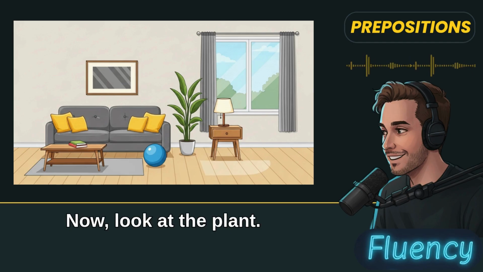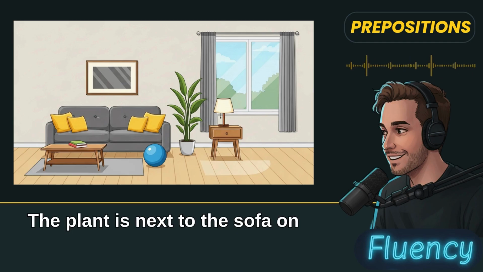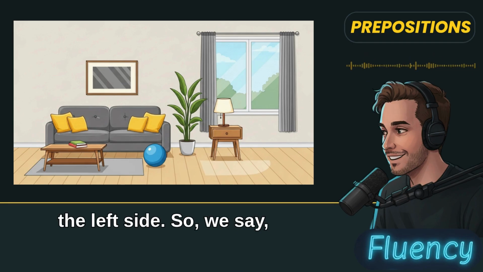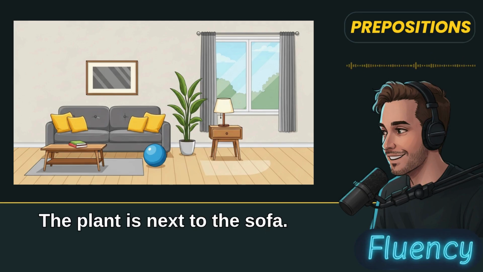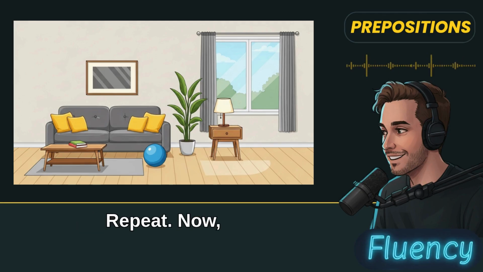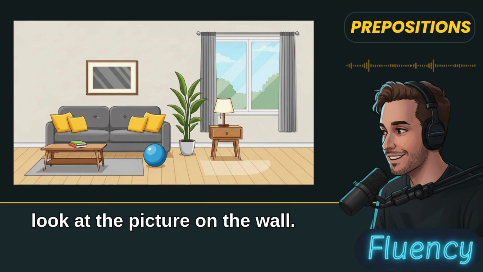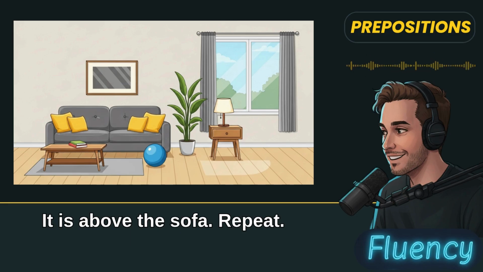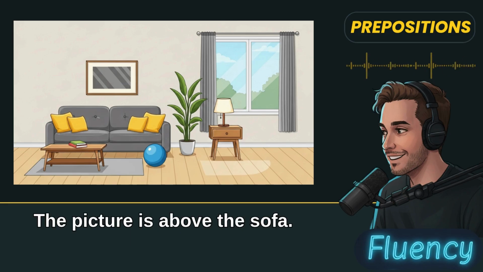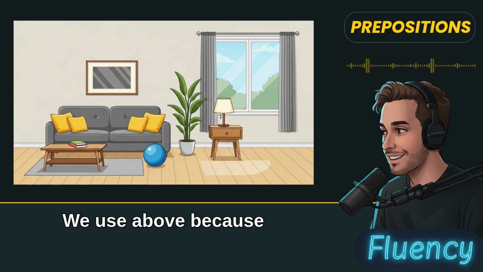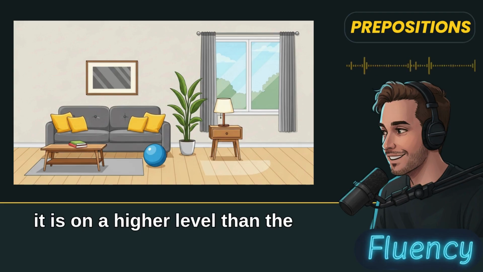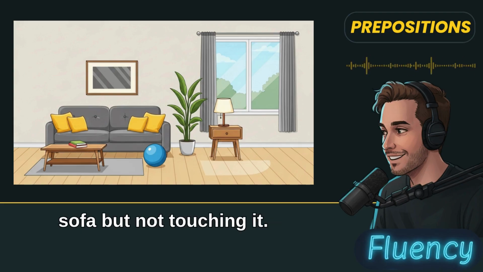Now look at the plant. The plant is next to the sofa on the left side. So we say, the plant is next to the sofa. Repeat. Now look at the picture on the wall. It is above the sofa. Repeat. The picture is above the sofa. We use above because it is on a higher level than the sofa, but not touching it.